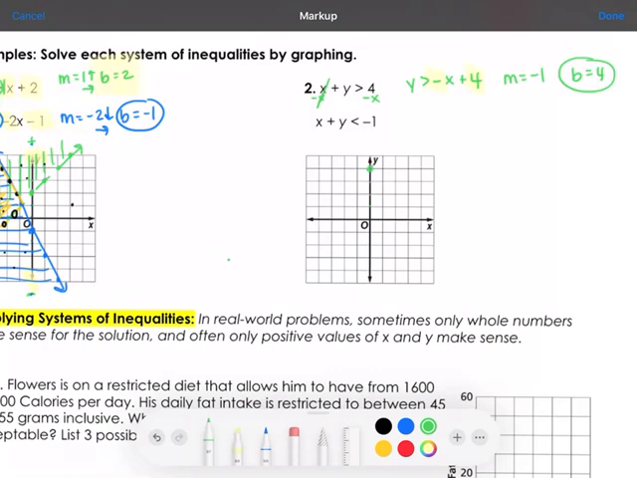Meaning I'm going to start on 4. 1, 2, 3, 4. And for a slope of -1, I'm going to go down 1 over 1. Down 1 over 1, like this. And now when I check my equation, I want to look at this one. y is greater than. There's no equal to, so this will actually be a dotted line.